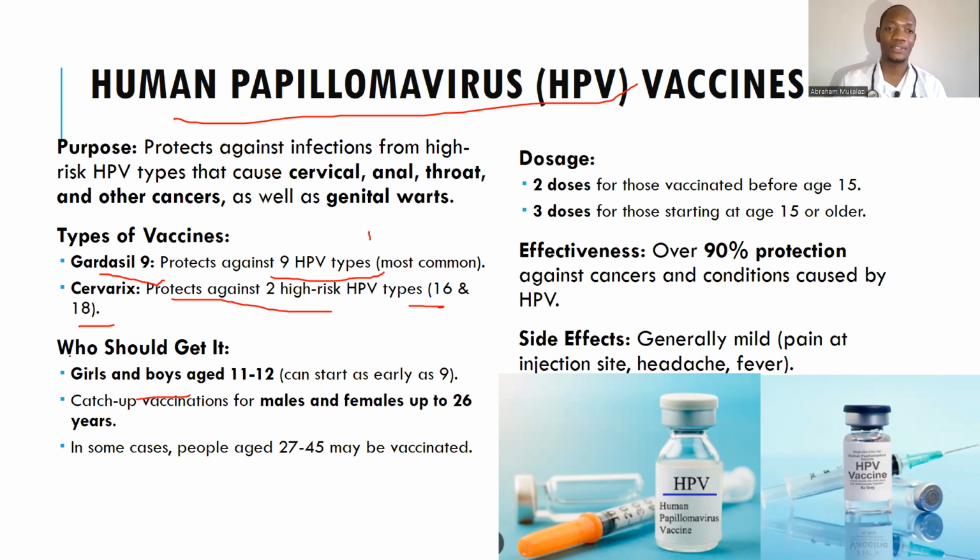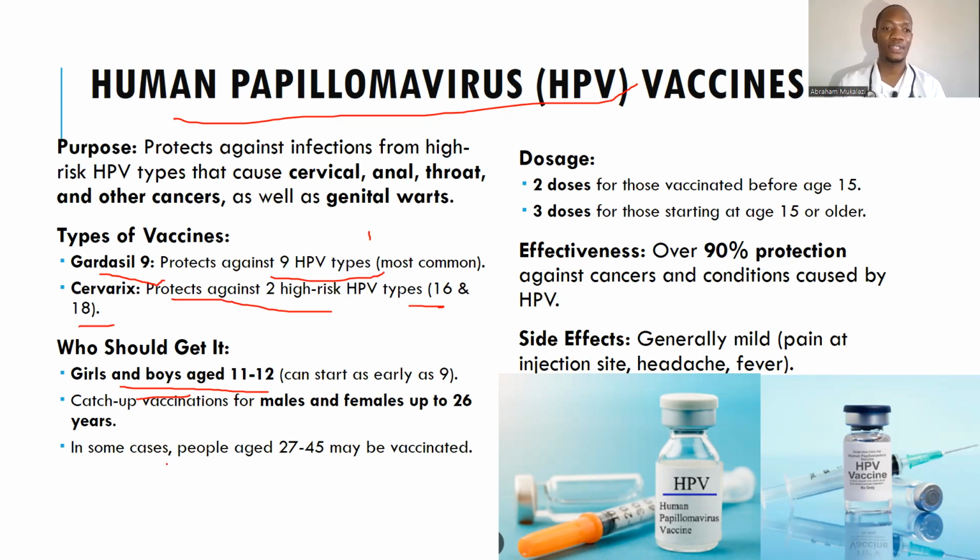And sometimes someone asks who gets the vaccine. We can give boys and girls aged between 11 and 12 years. This is before their sexual debut, or before them interacting with the opposite sex. This is to make sure that by the time they start to interact, they are already vaccinated, to minimize the chances of developing these warts and cancer.